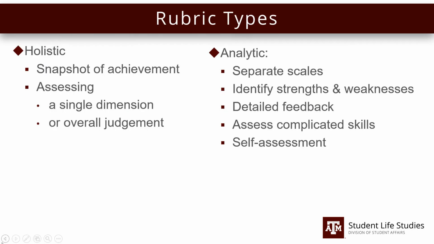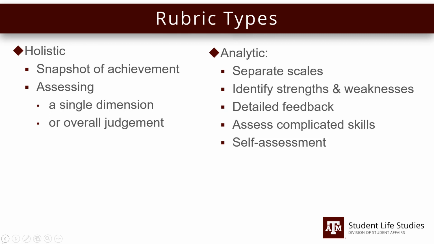There are several types of rubrics. The most commonly used rubrics are the holistic and the analytic. There may be other terms for these types of rubrics. A holistic rubric tends to be for assessing a snapshot of the achievement and for an overall judgment of the criterion. An analytic rubric is used for when you want more details about what is being assessed.